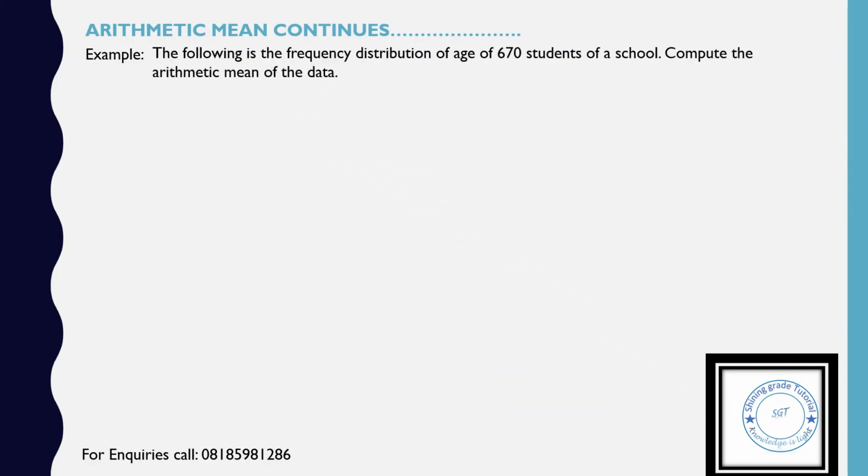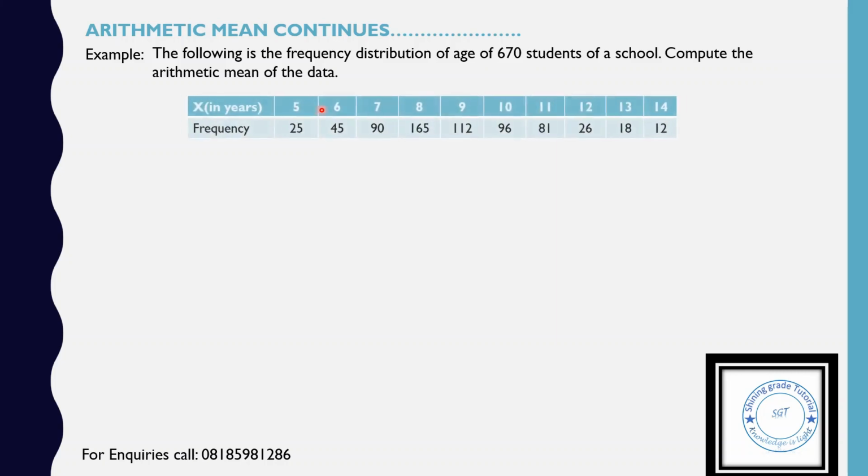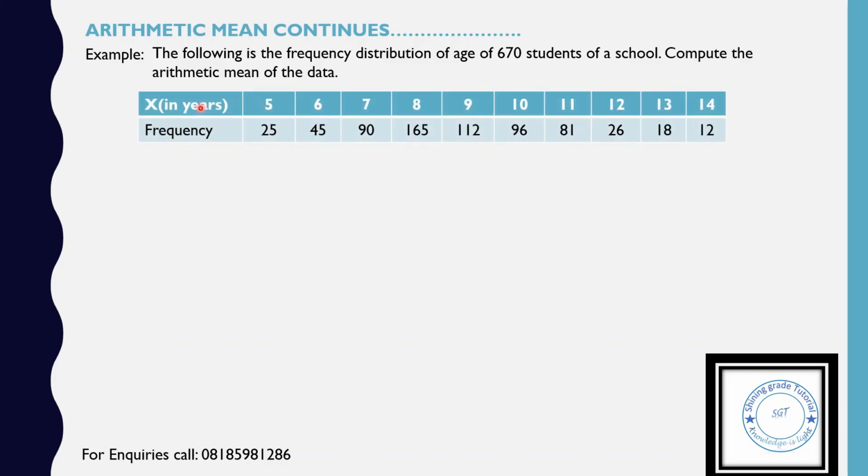We have this example here. The following is the distribution of age of 670 students of a school. Compute the arithmetic mean of the data. So let's look at the data. We have x in years, so these are the ages here. We have 5, 6, 7, 8, 9, 10, 11, 12, 13, 14, and look at their frequency.